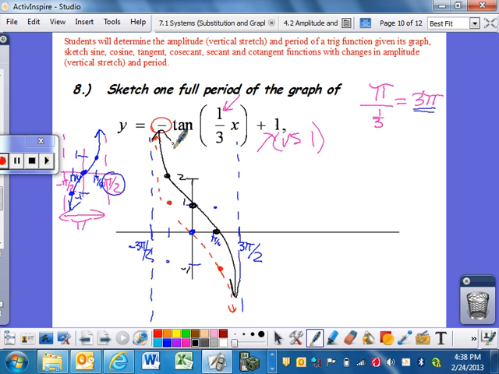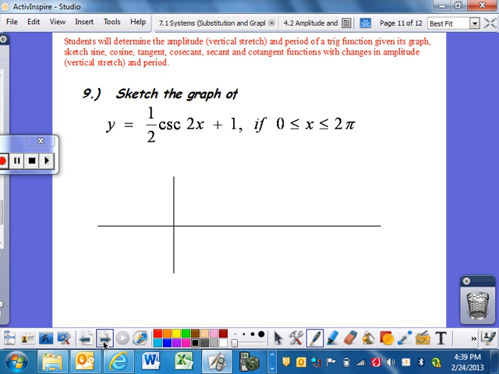So the period is stretched out by 3 times as far as the normal one. I have my reflection because my amplitude is 1, but it's flipped. So instead of it going up from left to right, it's going to go down. And then I have to go 1 unit up with all the coordinate points. Yikes.